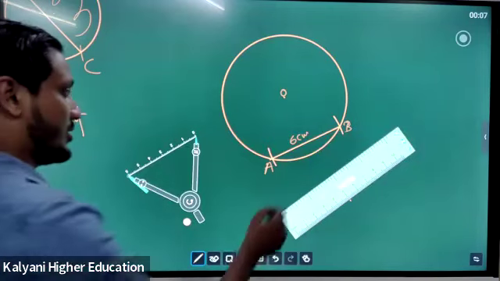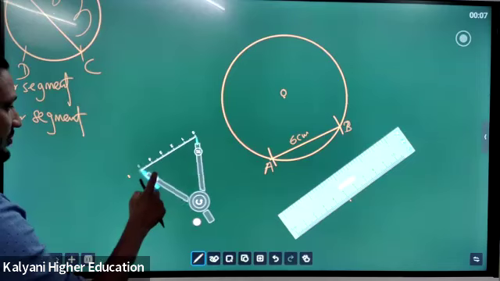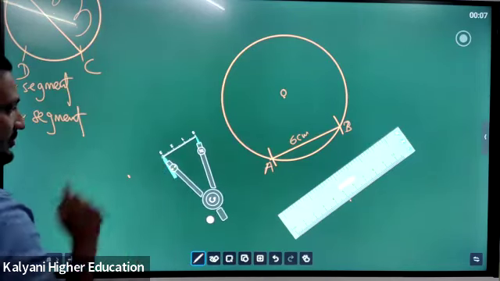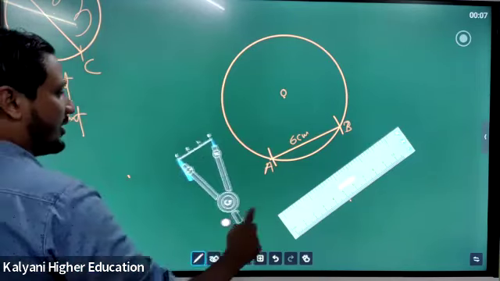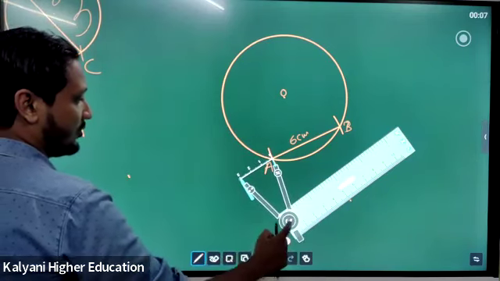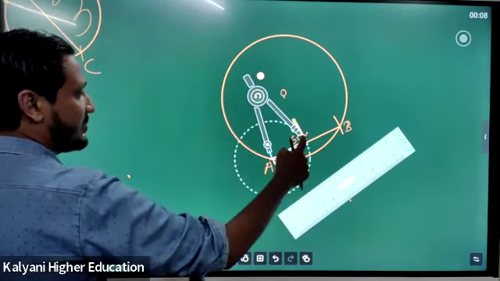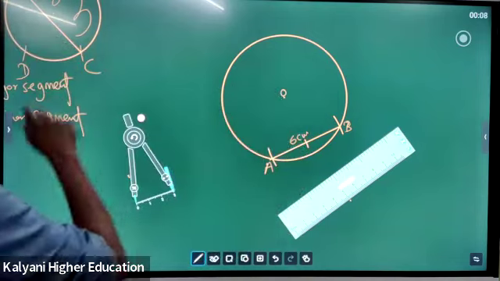Next, name the midpoint of AB as P and join OP. That means you have to measure the midpoint, so how long should we take? 3. Again keep the compass point on A and draw an arc here. If I draw an arc here, that comes in the middle. Yes, sir. With 3 I took it and drew it. Understood?